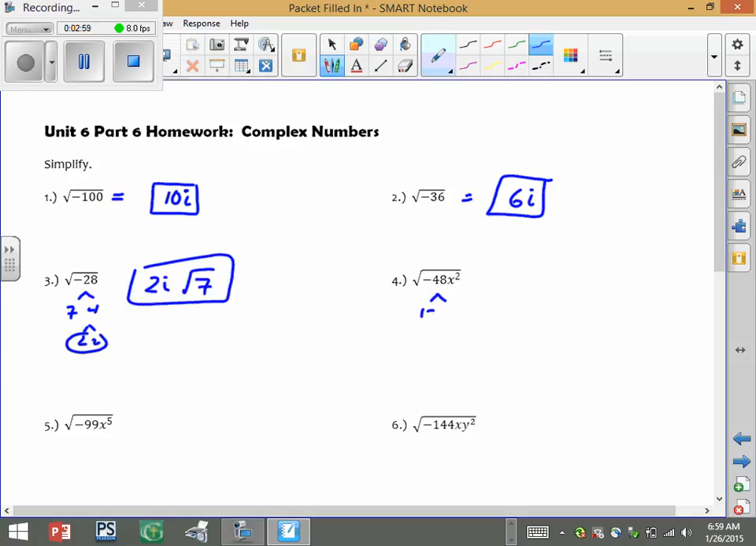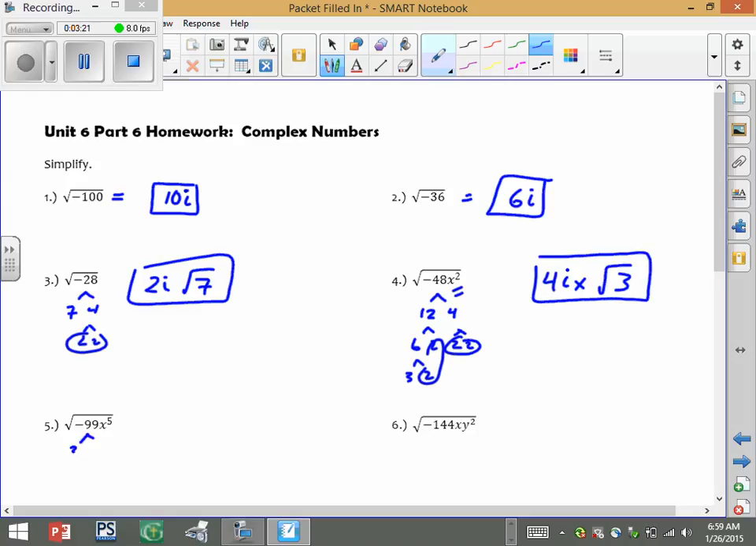48. So you got 12 times 4. 6 times 2. 2 times 2. 3 times 2. So you got one set of 2s, 2 sets of 2s. So we're going to pull out a 4. 3 gets left behind. We can also pull out 1 x. And since it's negative underneath, pull that i.